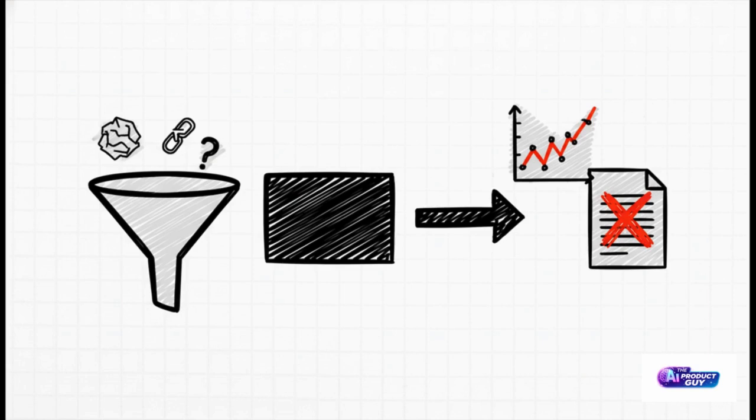You've heard the phrase garbage in, garbage out, right? Well, in machine learning, that's not just a saying, it's the law. If your data is messy or wrong or biased, the model will learn those flaws perfectly.